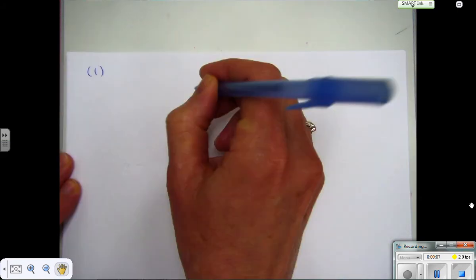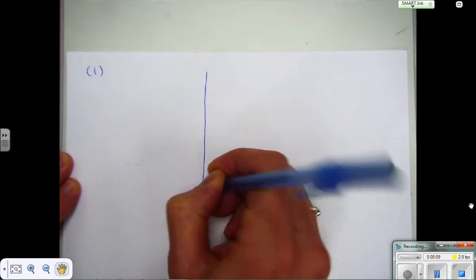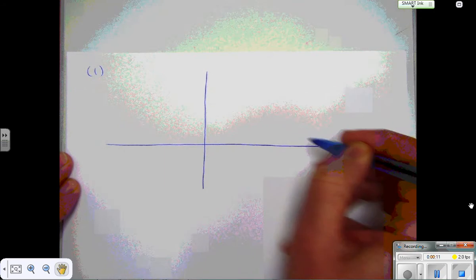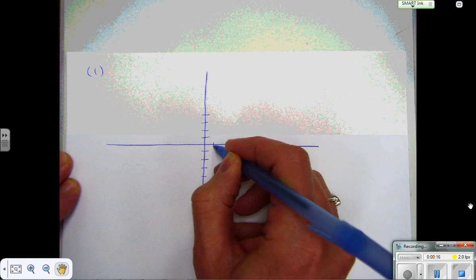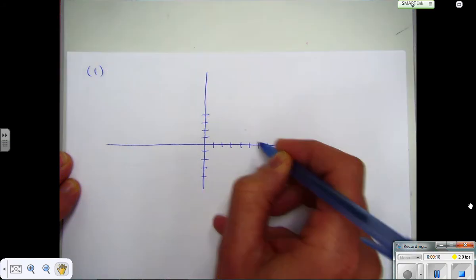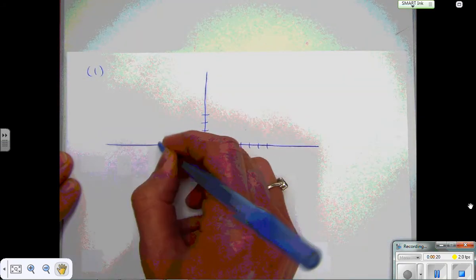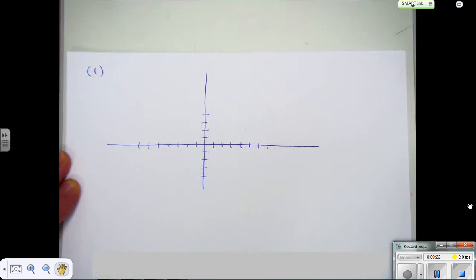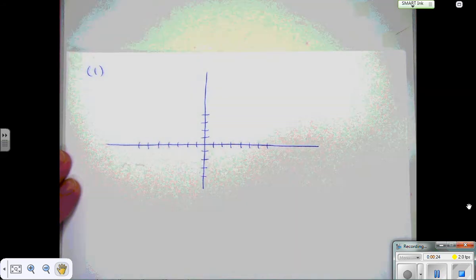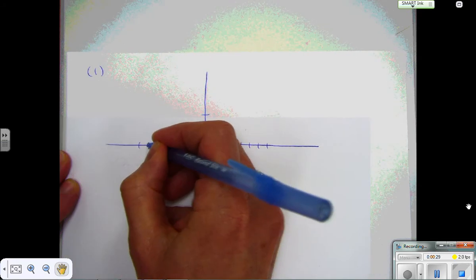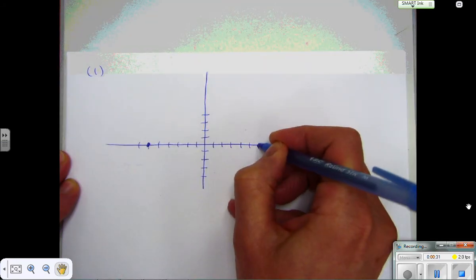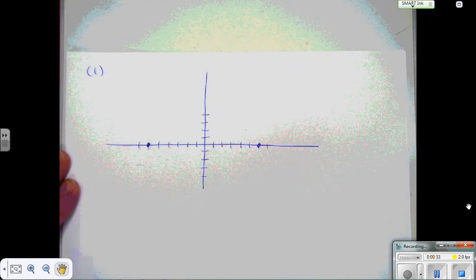Okay, so I'm going to graph number 1. First, I'm going to put the vertices on there. The vertices are (6, 0) and (-6, 0). Okay, now I want to draw my asymptotes.